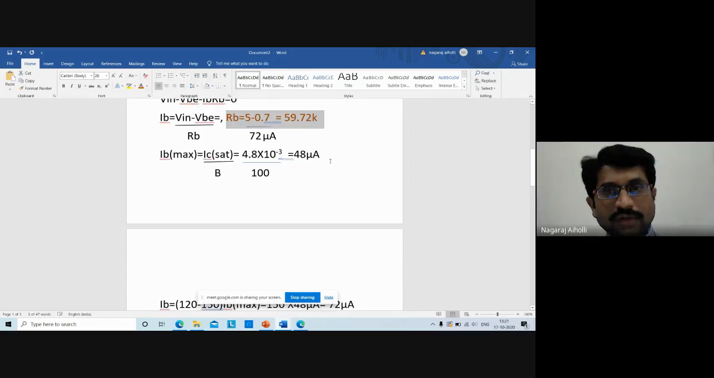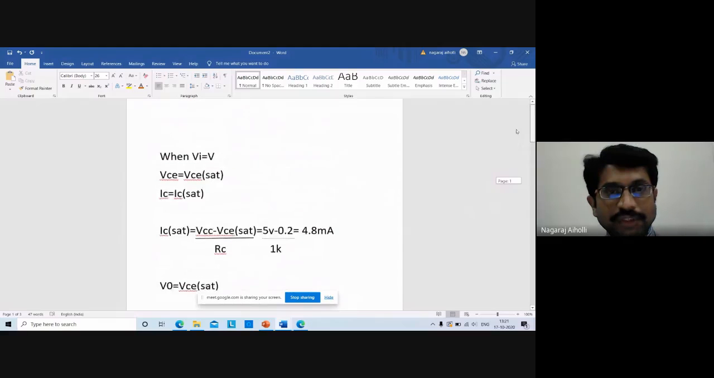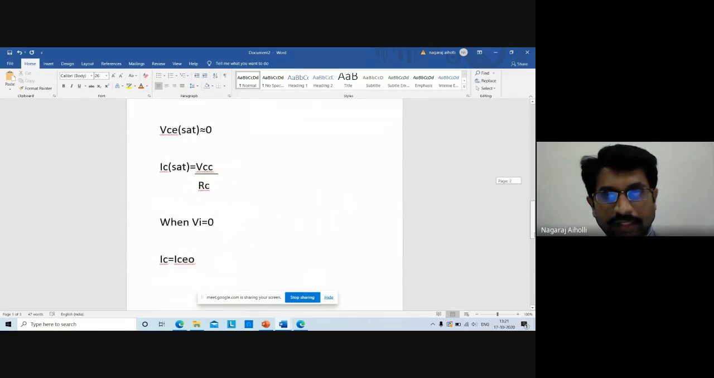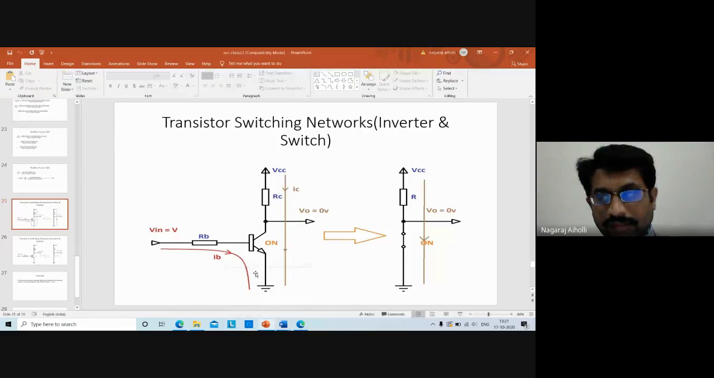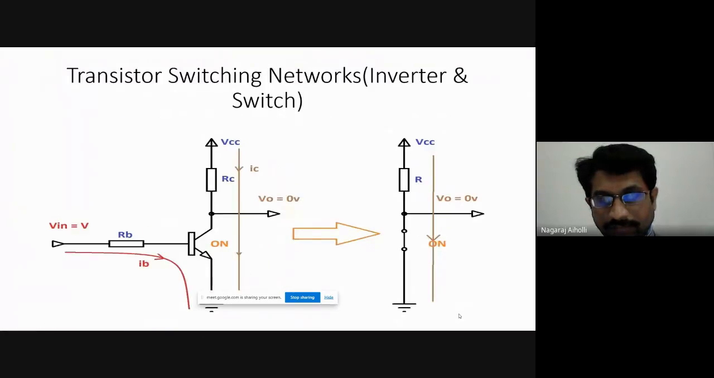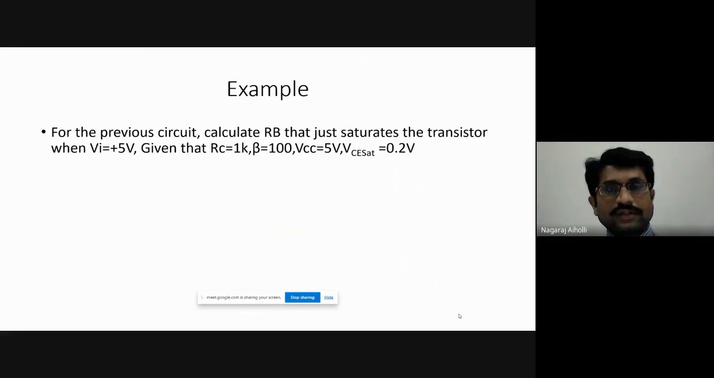So this is how we will be finding the value of RB by using the equations of the transistor when it is in saturation condition. Clear here? All of you understood this example? Such an example may be asked in the examination. Are you clear with this example, students?